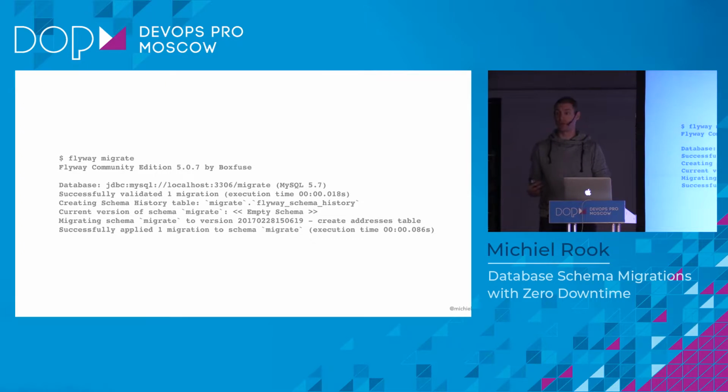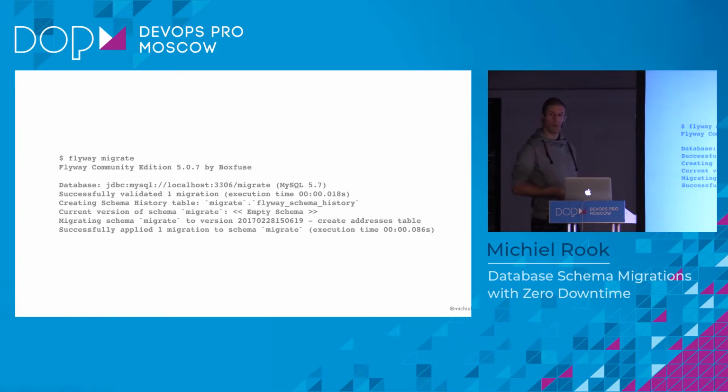It will connect to your database, whether that's local or production or what have you, inspect the current version of the database, and then run all the migrations that need to be run against that database. And then once everything is successful, your database is now at the new version.